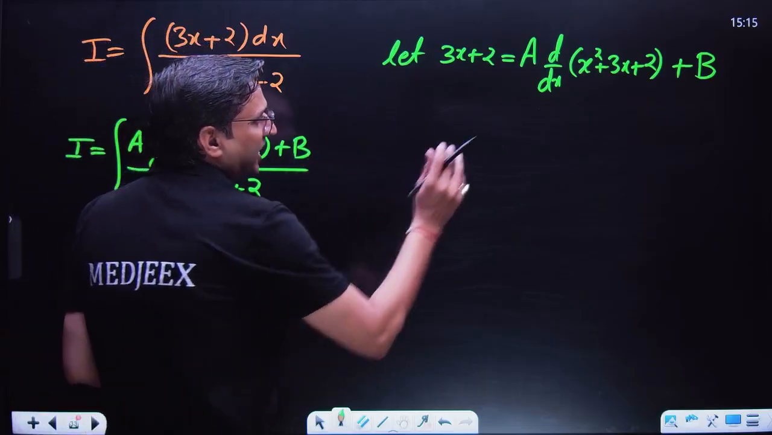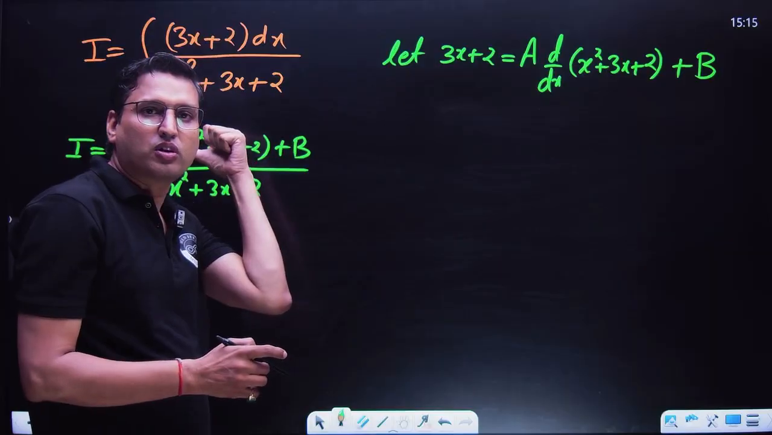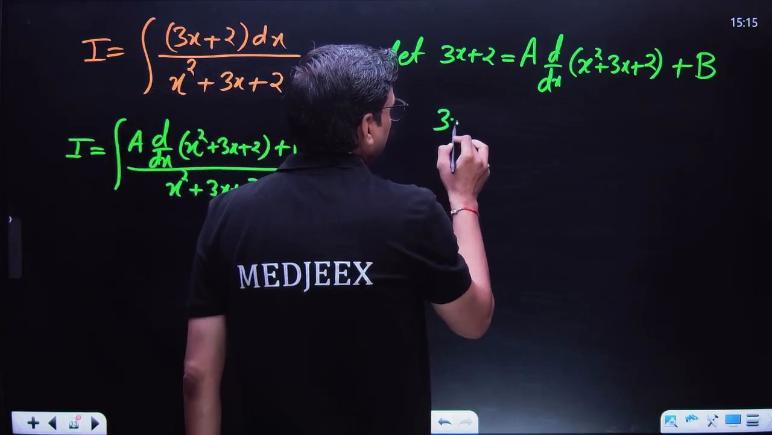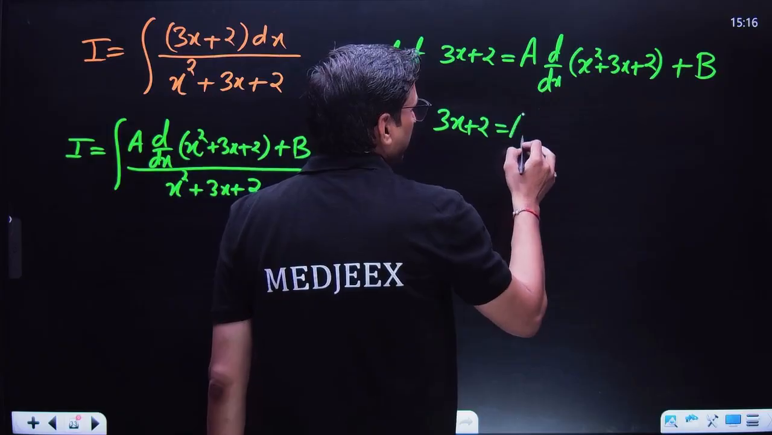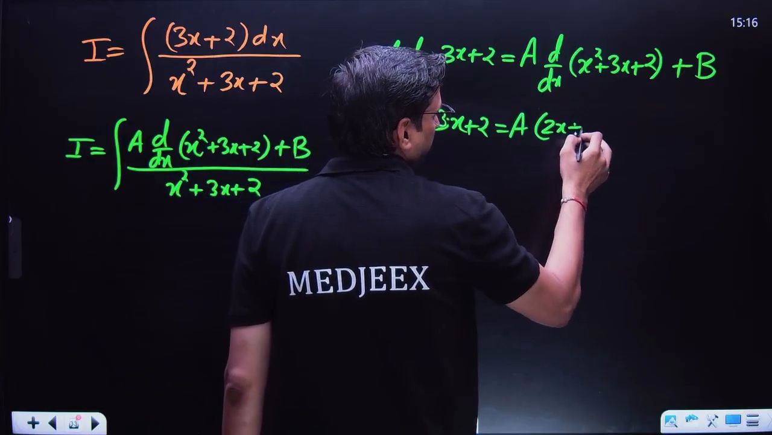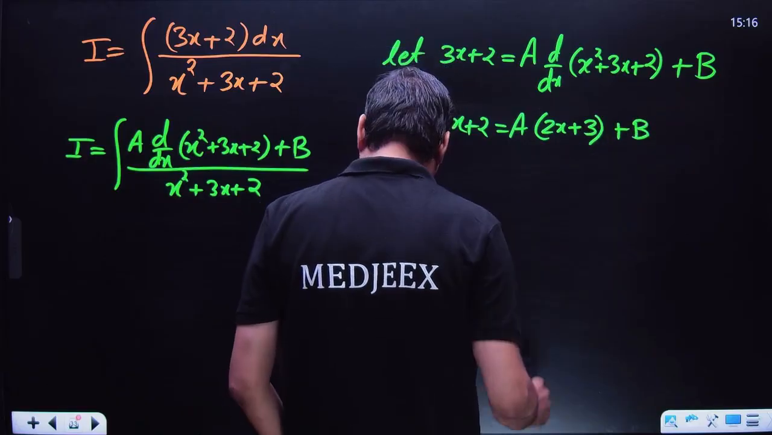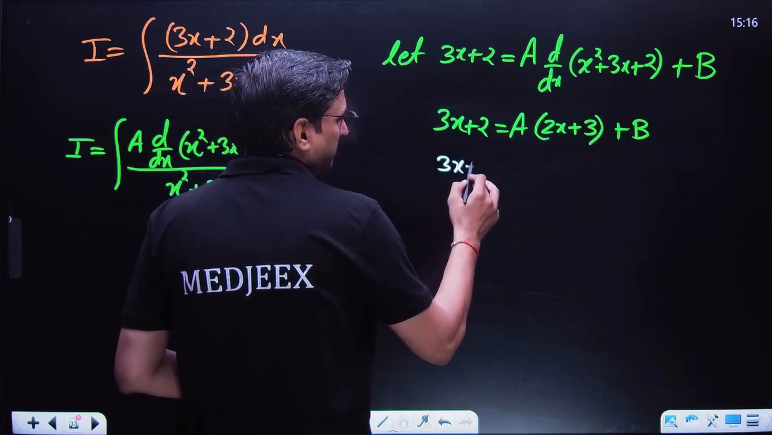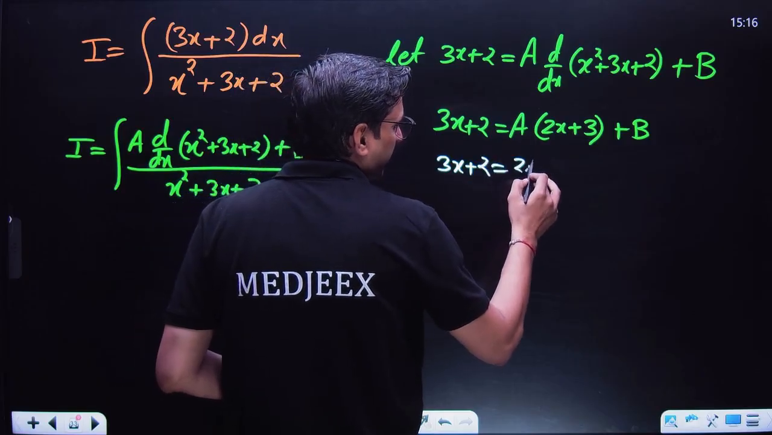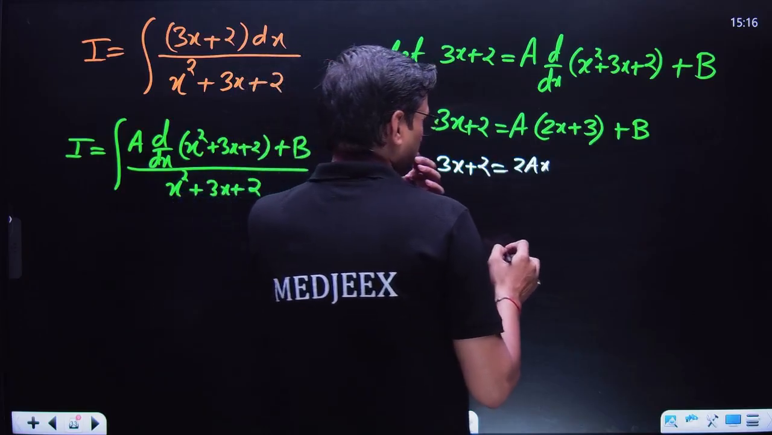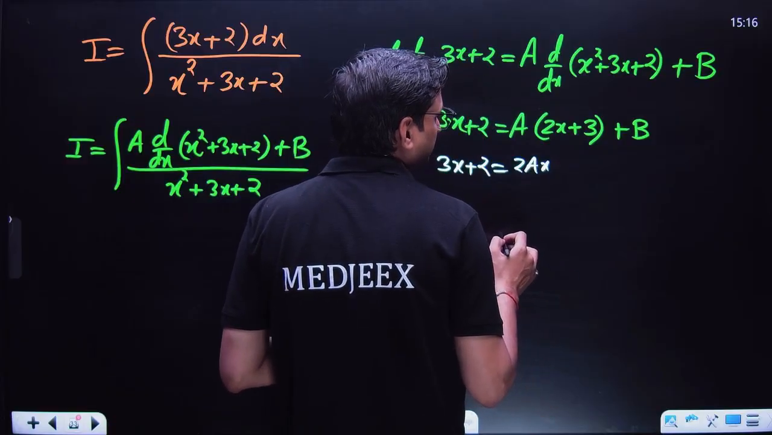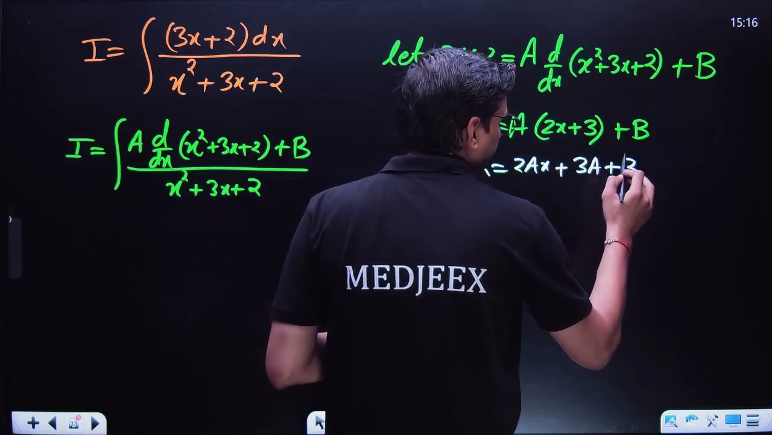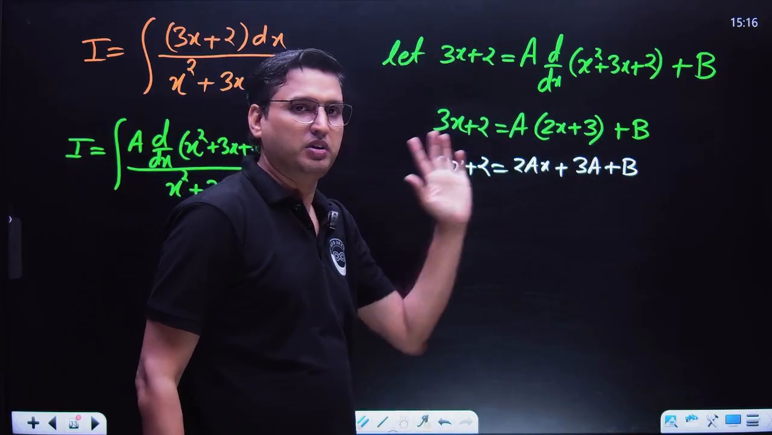Now one thing more. After taking the differentiation, the same process will be followed which I followed in the previous slide. 3x + 2 can be written as a into the differentiation of this, that is 2x + 3, and this one is nothing but p. Now, multiplying a into the bracket, I get 2ax, and I can write 3a + b also. A into 3, 3a + b, correct?